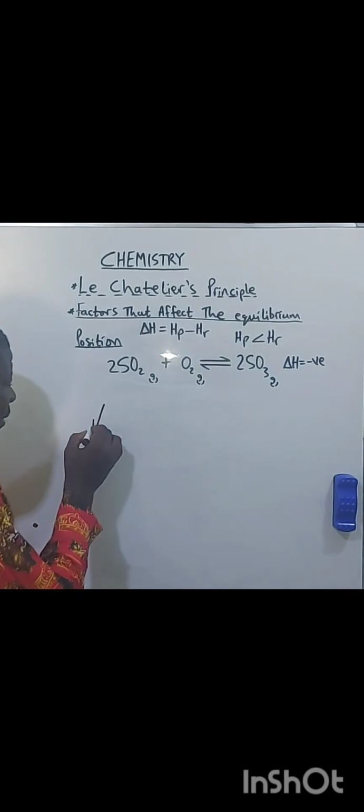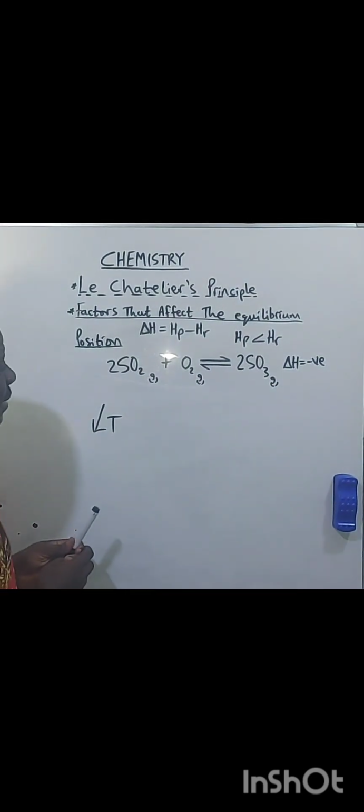So since this is an exothermic reaction, if we want to shift the equilibrium position to the right, then we are going to decrease the temperature. So here, a decrease in temperature shifts the equilibrium position to the right, favoring the manufacture of sulfur 6 oxide.